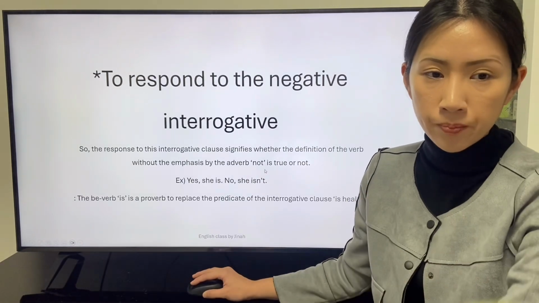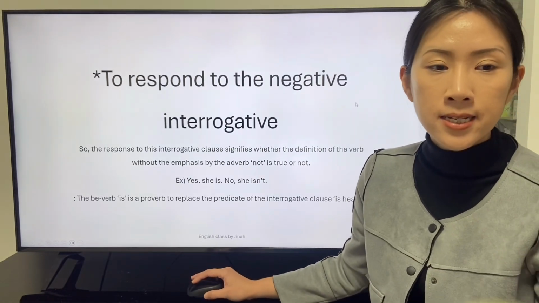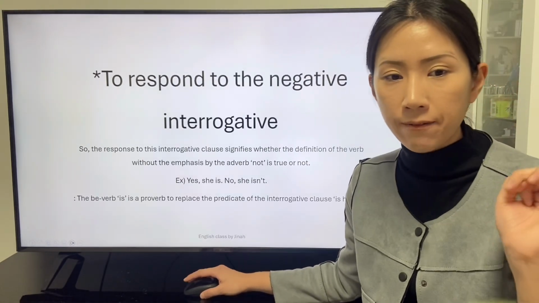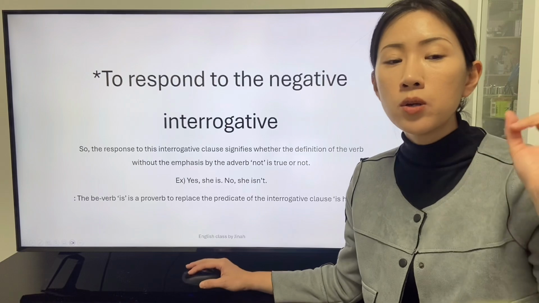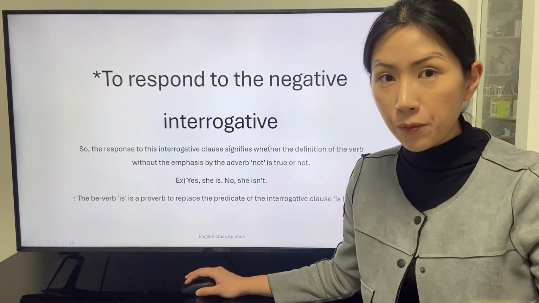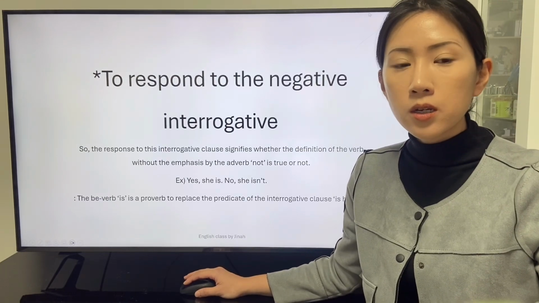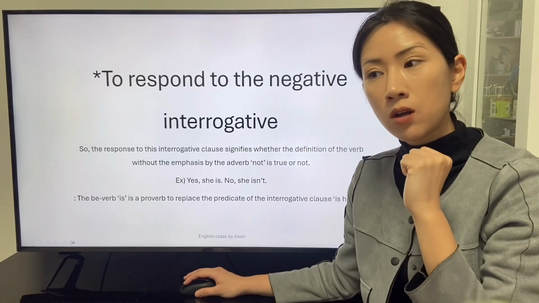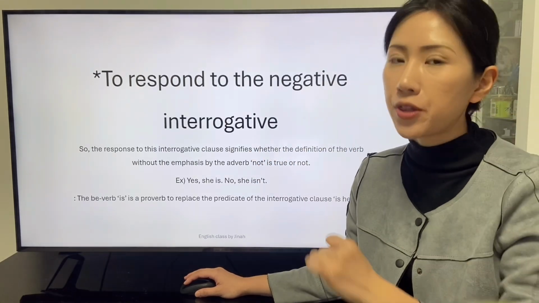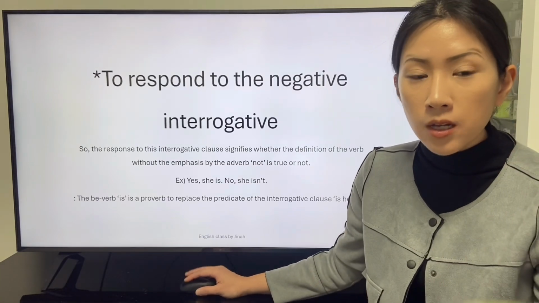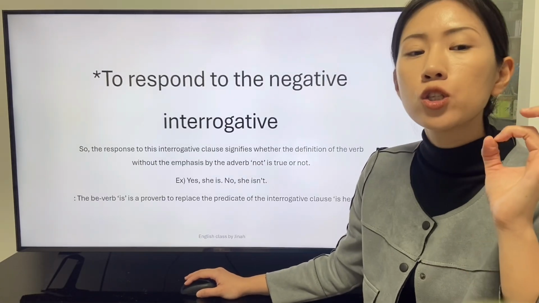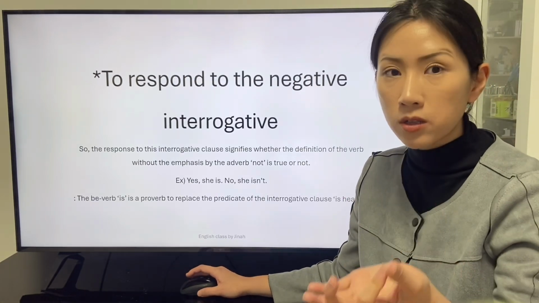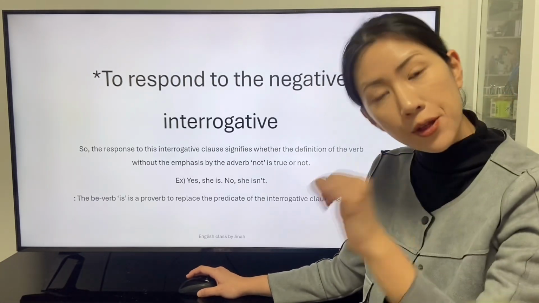No, she isn't. The be verb is a proverb to replace the predicate of the interrogative clause, is healthy. So the positive response, yes, she is, is abbreviated from the clause, yes, she is healthy. The negative response to the question is abbreviated from the clause, no, she isn't healthy.